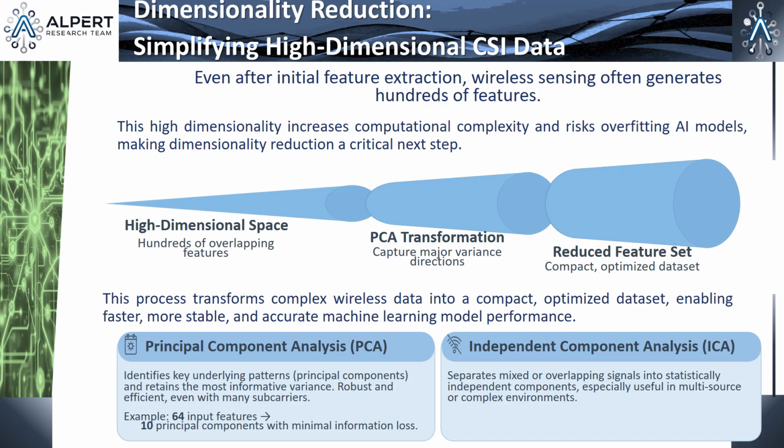That's where dimensionality reduction is critical. Techniques like principal component analysis, PCA, are very common. PCA finds the underlying patterns, the principal components, that capture the most variance in the data. Studies have shown PCA works well even as the number of input features, like subcarriers, increases. It's effective at reducing, say, 64 subcarrier features down to maybe 10 principal components that retain most of the important information, making the subsequent ML task much easier and more robust. Independent component analysis, ICA, is another related technique used to separate mixed signals.